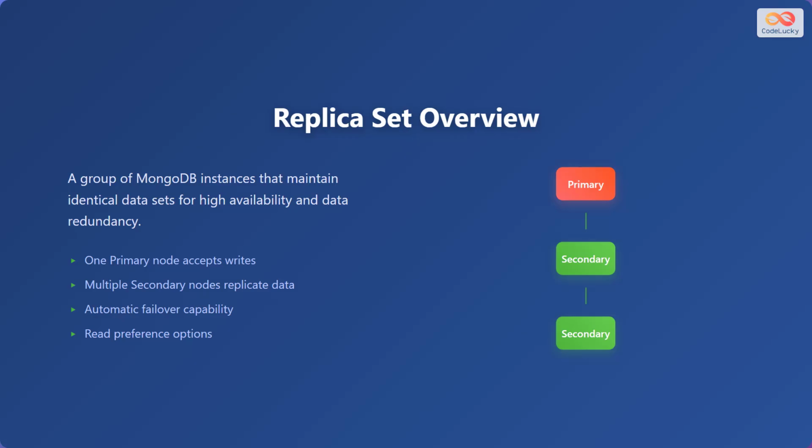The diagram shows a basic replica set architecture with one primary and two secondary nodes replicating data. This setup ensures that your data remains accessible, even if one of the nodes fails.